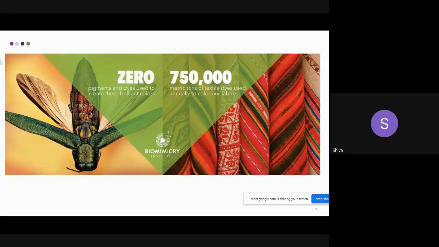Pigments and dyes are used to create these brilliant colors. Nature hardly uses any dyes, but still it creates colors. And we use 750,000 types of pigments to create textiles, and we spoil it, we pollute the rivers, we pollute the atmosphere and all that.